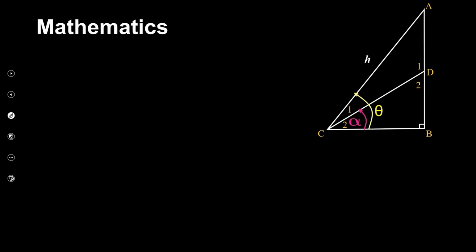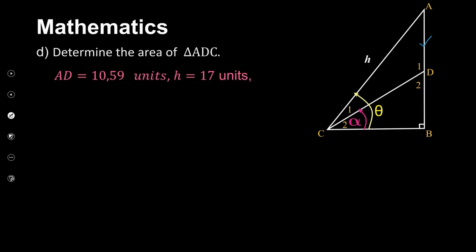Okay, the last question is determine the area of ADC. So now we want to find the area of ADC. Remember, we've just found AD now, okay? So how are we going to find the area of ADC? We know that AD is 10,59 units, and we know that h is 17 units because they gave us earlier, right? In the C part of the question, they gave us the value for h. And this one here is 10,59. So if we can use side, angle, side like this, we can use the area rule using those values.